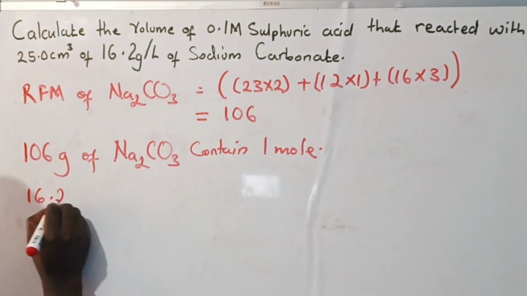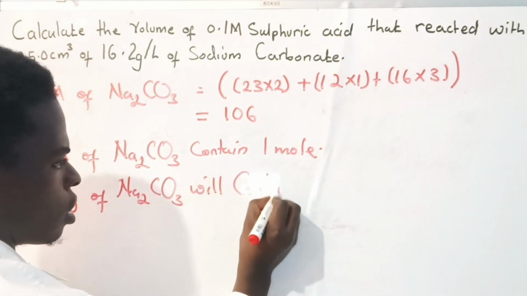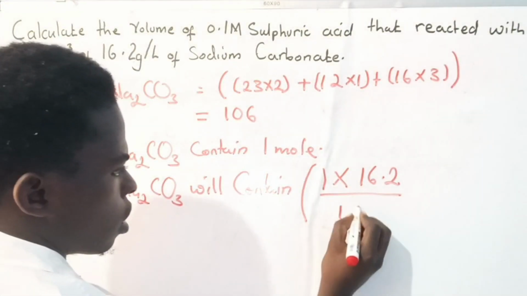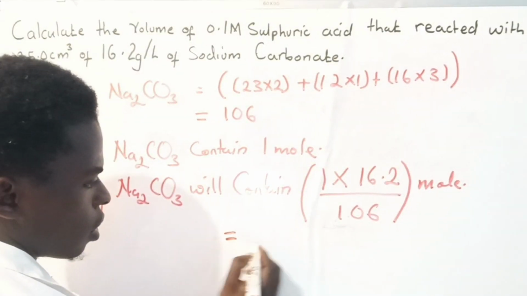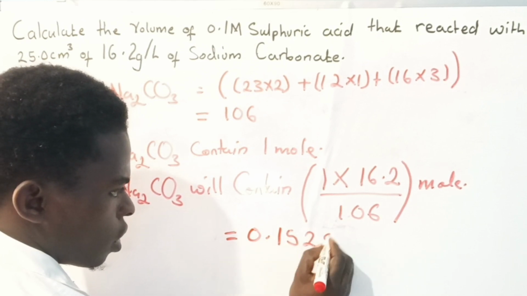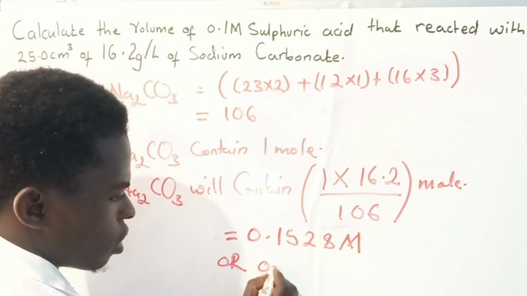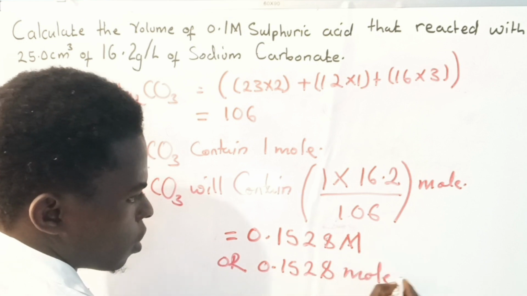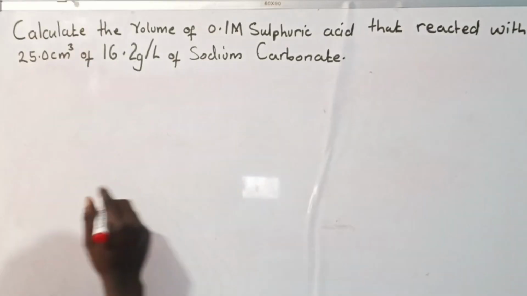Then, what about the 16.2 grams of sodium carbonate? It will contain 1 times 16.2 over 106. These are moles, giving 0.1528 molar or 0.1528 moles per liter. It is moles per liter because we have used grams per liter to calculate this number of moles. Therefore, it is moles per liter.